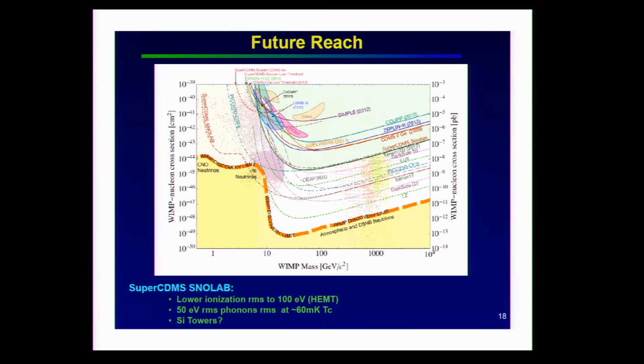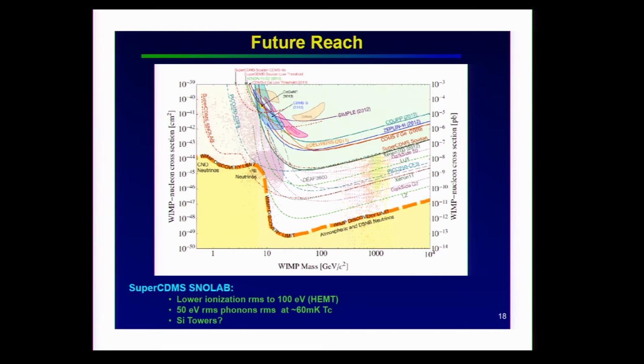Let me finish here with this plot that Peter showed already. SuperCDMS Soudan is going to further probe this region, but what really will clarify the entire region is SuperCDMS SNOLAB. First of all, we're going to have a much lower ionization resolution, to 100 eV, using a new readout amplifier, HEMT, but also lower phonon resolution. That should really clarify the entire region here. That should be interesting, hopefully in the next few years.